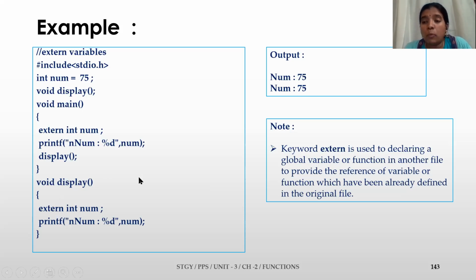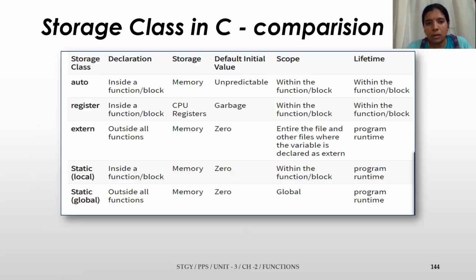The advantage with external variables is if you want to use a variable in one file, and also in another file, then this extern becomes very, very handy. Auto doesn't work, static doesn't work, because static is also file scope, but extern works. That is the advantage of extern. Keyword extern is used in declaring a global variable or a function in another file to provide the reference to the variable or function that has already been defined in the original file. If you have two files and you want one value to be reflected in the other one, then extern is the better choice.